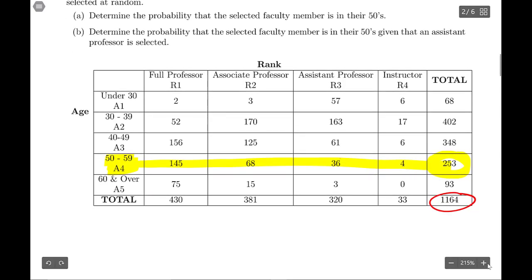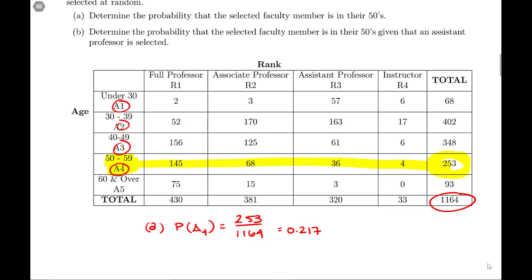So for part A, we're looking at the probability, and I've given these all different labels. I have A sub 1, A sub 2, A sub 3, A sub 4. We're looking at the probability that the individual is in their 50s. That is 253 faculty members out of the 1,164 total members, which is 0.217. So there's a 21.7% chance that a randomly chosen faculty member will be in their 50s.